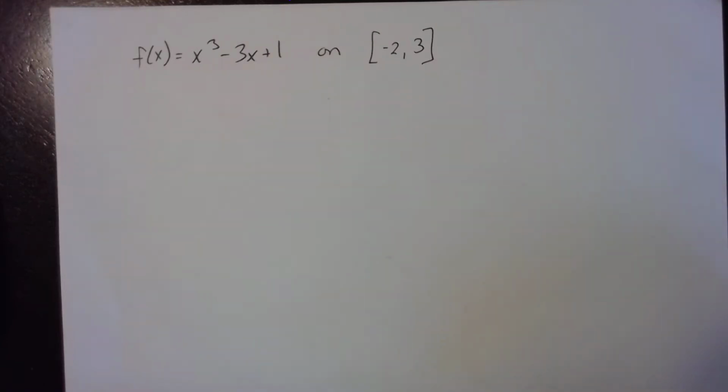This video is going to cover the extreme value theorem. The extreme value theorem specifically states that if f is a continuous function on an interval that is closed from a to b, then f will attain an absolute max and it will attain an absolute minimum.